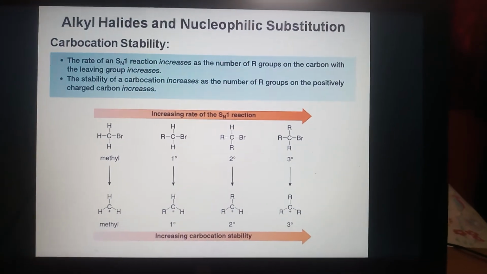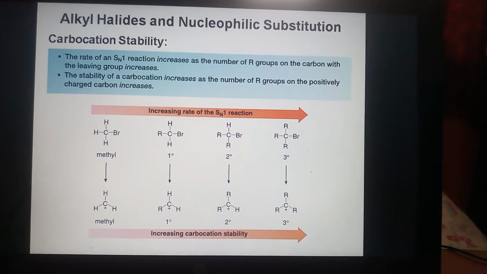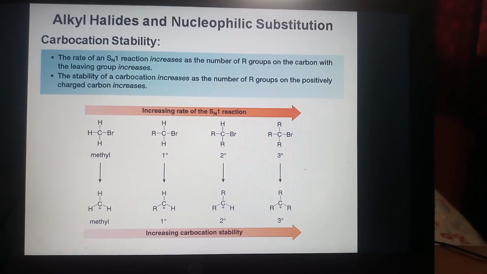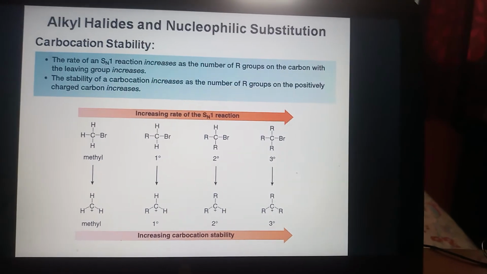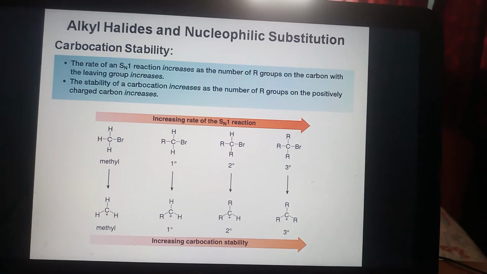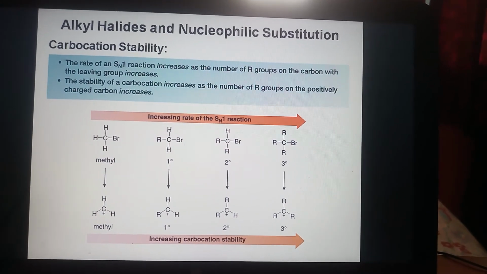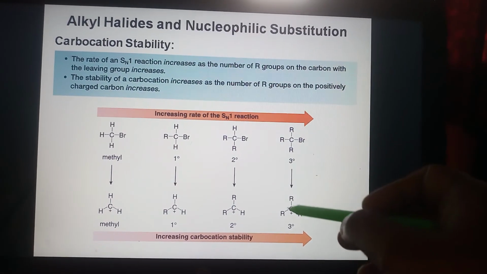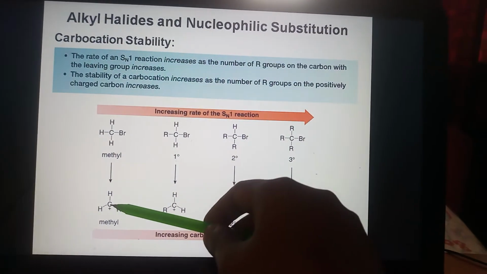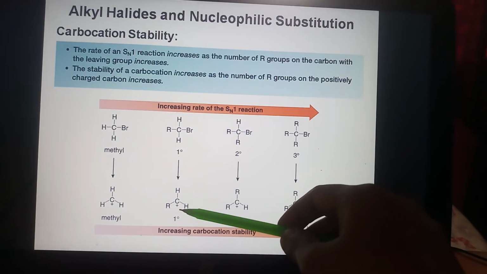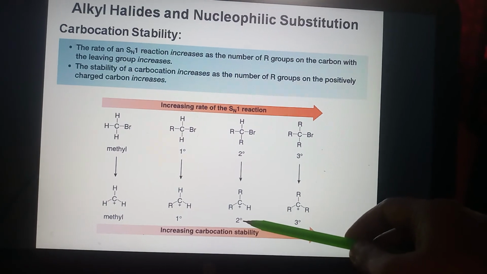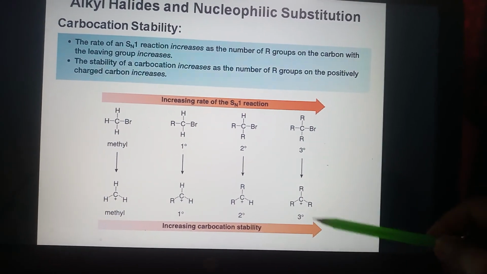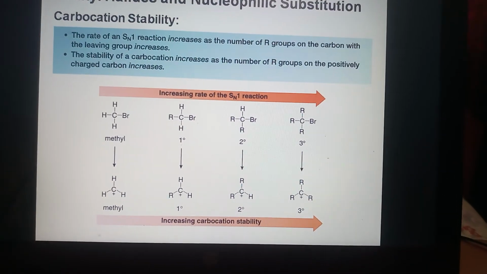So the rate of SN1 reaction increases as the number of R groups on the carbon with the leaving group increases. The stability of a carbocation increases as the number of R groups on the positively charged carbon increases. You can see the methyl, this is for 1 degree, for 2 degree, and this is for 3 degree. So increasing the carbocation stability increases the rate of the SN1 reaction.